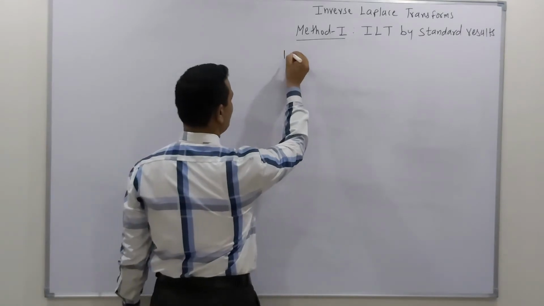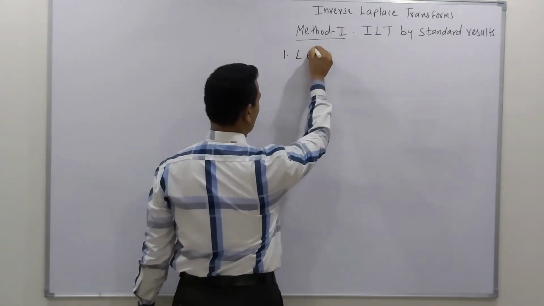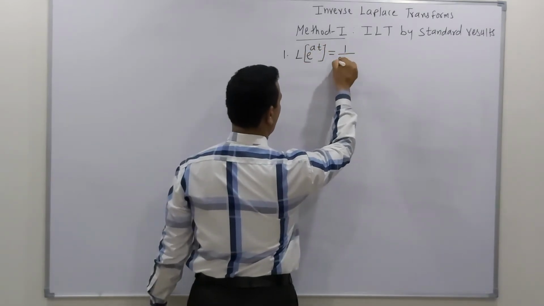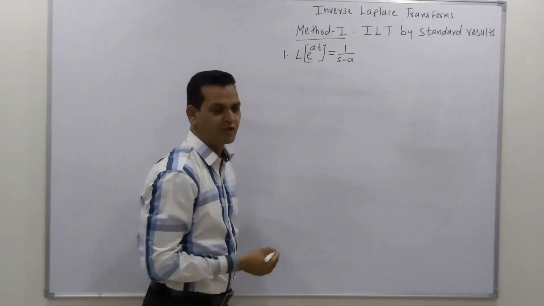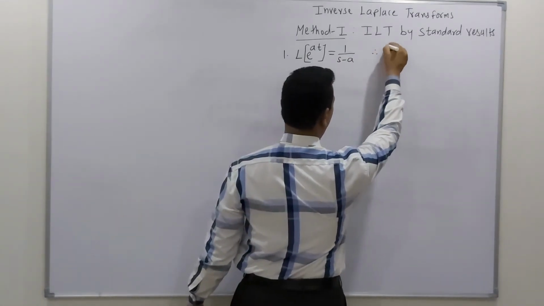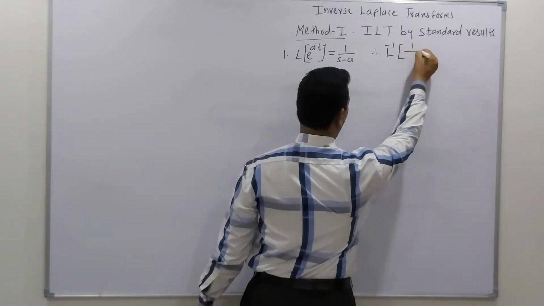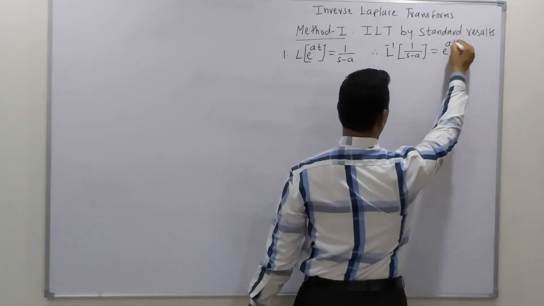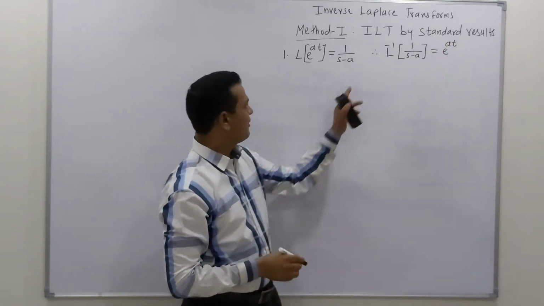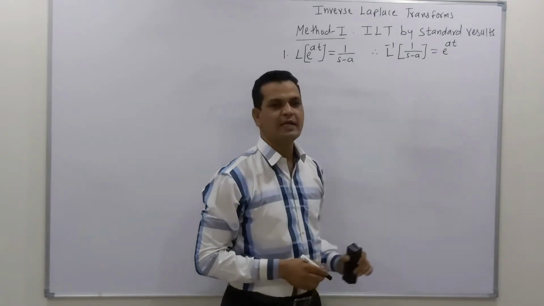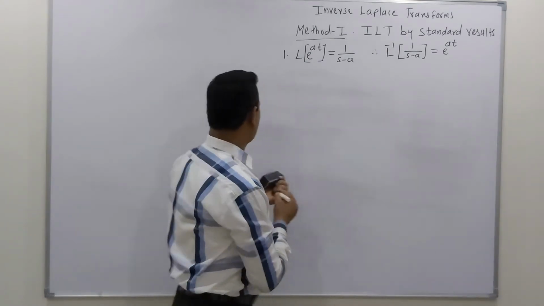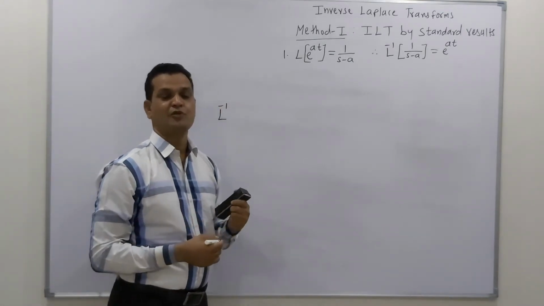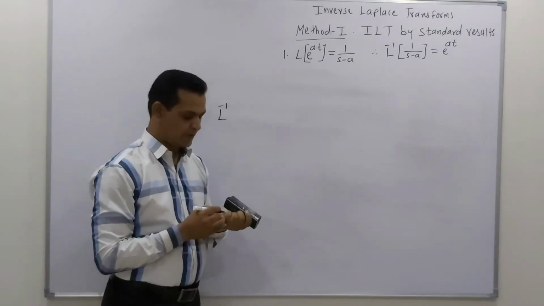We know the first result: the Laplace transformation of e raised to at. We know the value of this term, which is 1 upon s minus a. This is the standard result of Laplace transformation. Therefore we can write the inverse Laplace transformation of 1 upon s minus a as e raised to at. Here L inverse is called the inverse Laplace transformation operator.